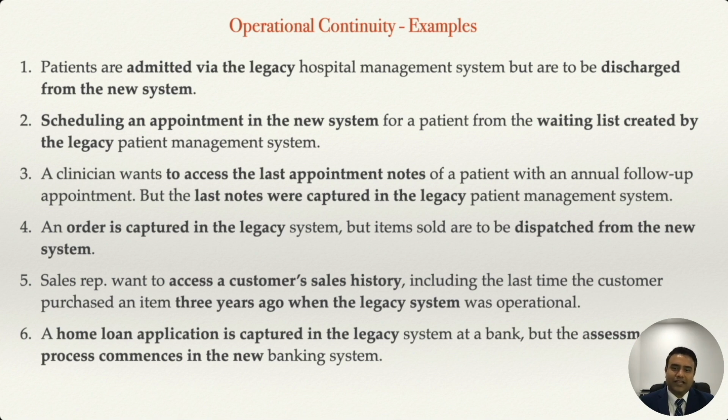Apart from healthcare, some other examples I could think of: an order is captured in the legacy system, but the items sold are to be dispatched from the new system. A user wants to access a customer's sales history, including the last time the customer purchased an item 3 years ago, when the legacy system was operational. Coming to banking, a home loan application is captured in the legacy system, but the assessment process will start in the new banking system.